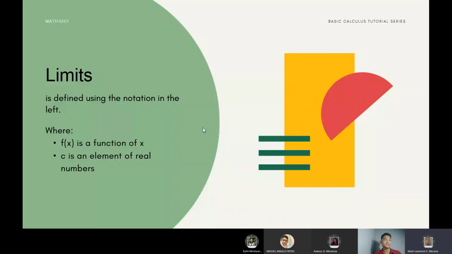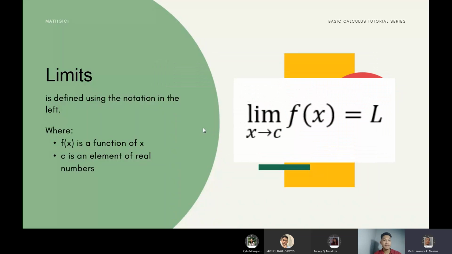Limits is defined using the notation here, where f of x is a function of x and c is an element of real numbers. We can read this notation as the limit of f of x as x approaches c is equal to L.